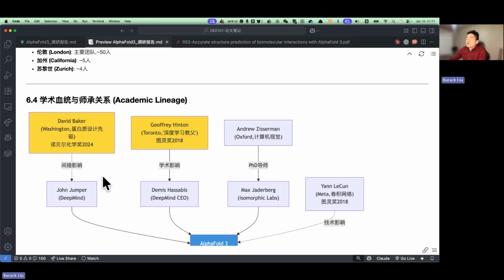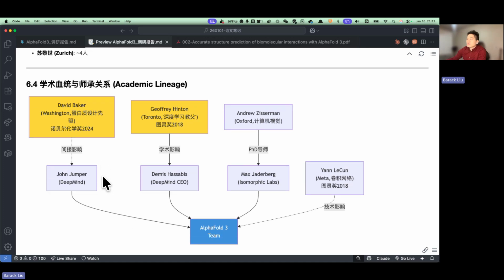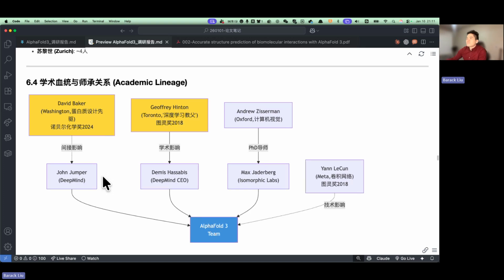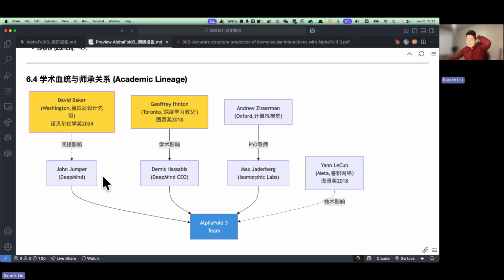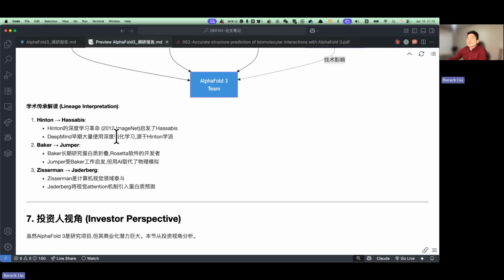Academic lineage. Hinton to Hassabis. Baker to Jumper. Zisserman to Jumper.